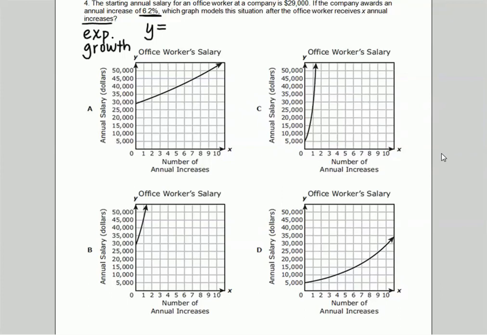So notice the starting salary is $29,000 and it's exponential growth, so I'll have 1 plus my rate of growth. And notice the rate of growth is 6.2%, which, if I move that decimal 2 places to the left, is 0.062. Okay, so I could write that number here inside as just 1.062. In fact, I'll do that now to clean it up.